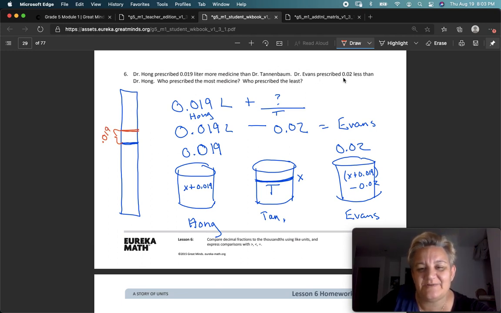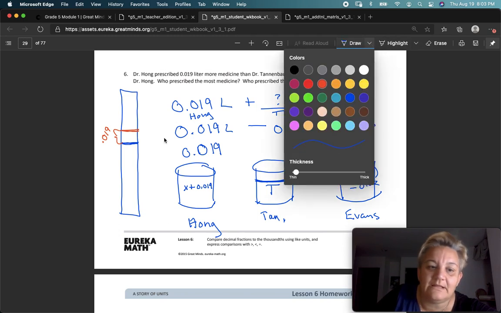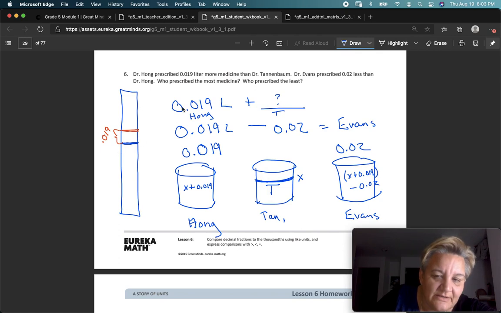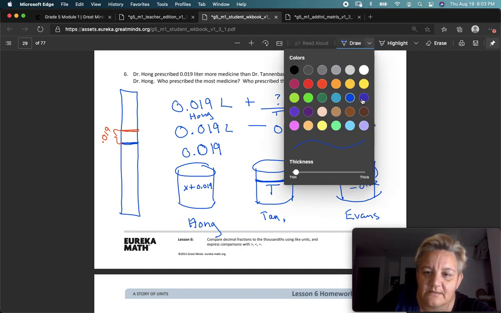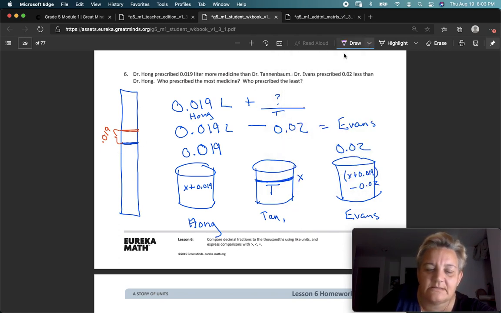And Dr. Evans prescribed 2/10 less than Dr. Hong. Well, 2/10 is in fact more than 19 thousandths, right? So wait a minute, I want pink, I guess. So this is what Evans prescribed because this is 2/10 less than that, okay? So, yeah, I think that strip is better than these buckets.